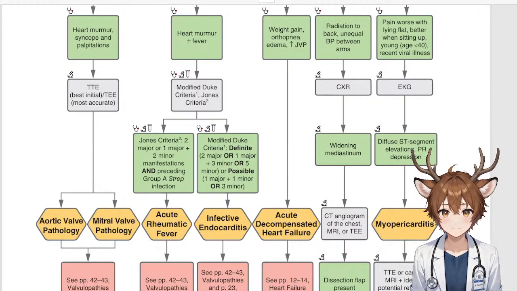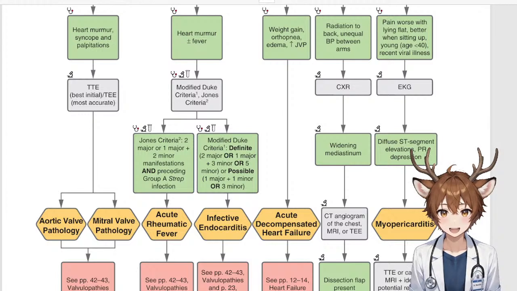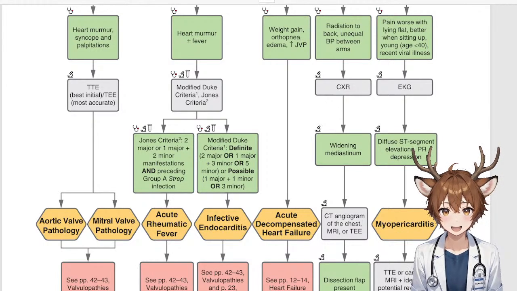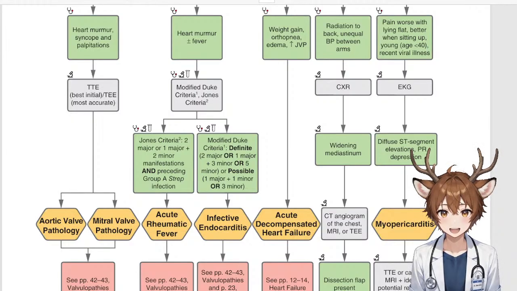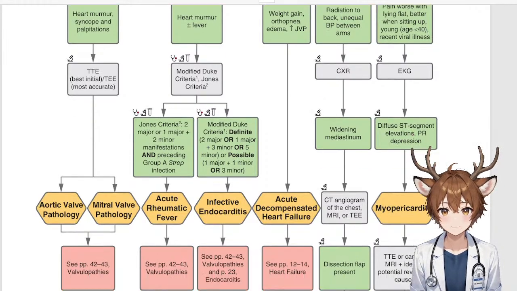Well, that sounds like a lot of different options, I guess, you could choose from. But anyways, in that case, you think infective endocarditis. So see pages 42 to 43, valvulopathies, and page 23, endocarditis, for that one.